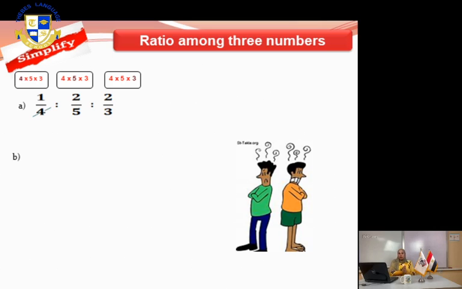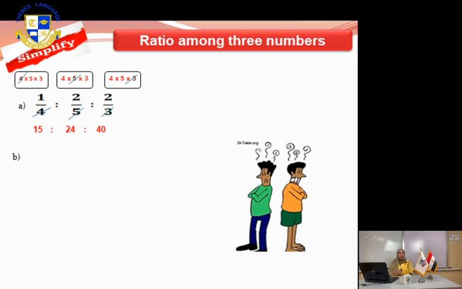So the first fraction, we will cancel the 4. Second fraction, we will cancel the 5. Third fraction, we will cancel the 3. Now multiply the numbers in each fraction individually. It will be 5 by 3 by 1, 15. Second fraction, 4 by 3 by 2, it will be 24. Third fraction, 4 by 5 by 2, it will be 40. So our ratio will be 15 to 24 to 40.